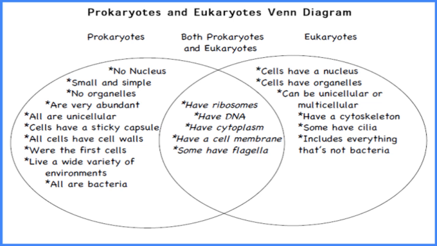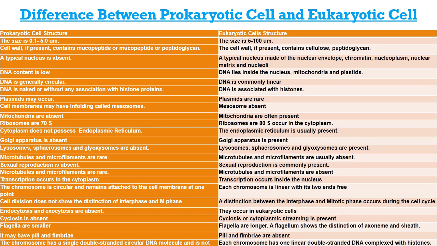They have a cytoskeleton. Some have cilia. Includes everything, just not bacteria. But in the center, both prokaryotes and eukaryotes have these characters: they have ribosomes, have DNA, both have cytoplasm, both have a cell membrane, but some have flagella. This is the difference between a prokaryotic cell and a eukaryotic cell.